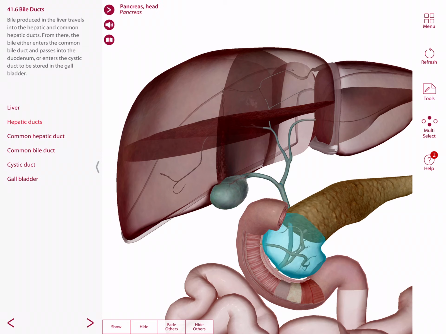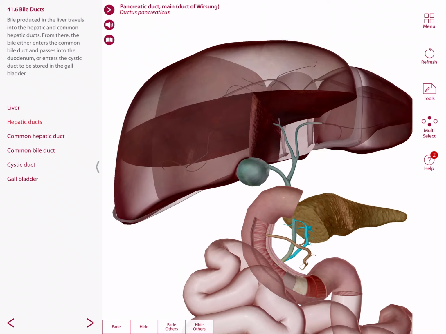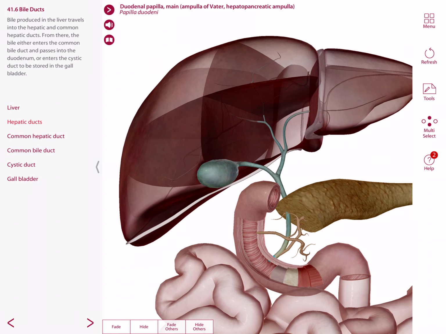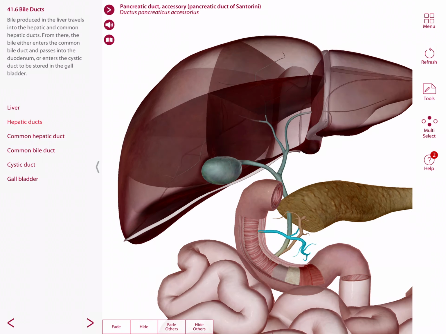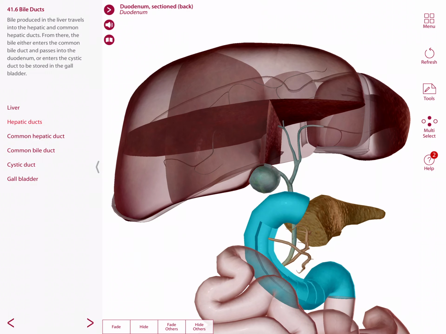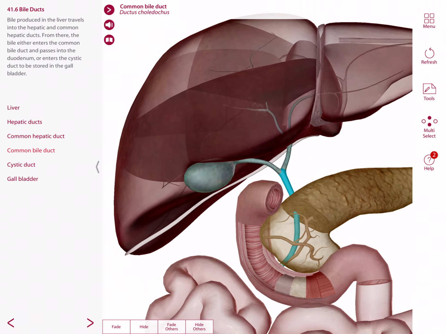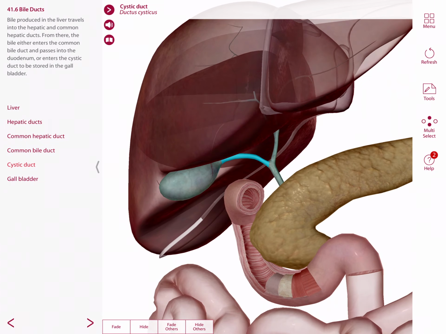Common bile then goes down into the pancreas and joins up with the main pancreatic duct and enters into the duodenum at the major duodenal papilla. You can now see the accessory pancreatic duct, and that will go and enter into the duodenum at the minor duodenal papilla. So common hepatic, common bile, cystic, gallbladder.